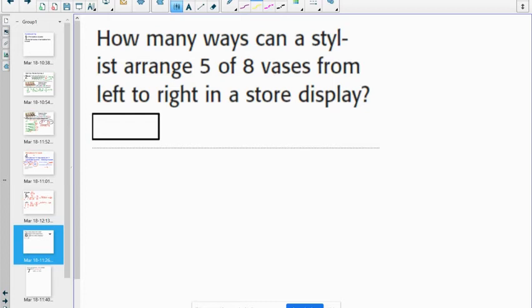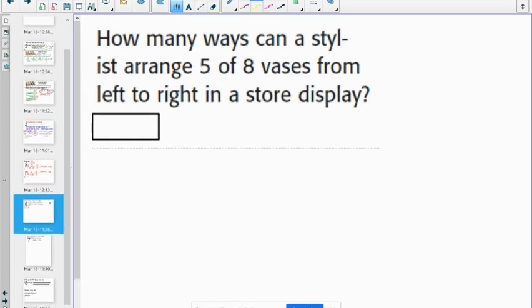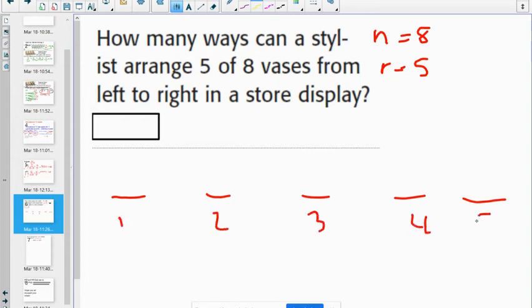It says, how many different ways can a stylist arrange 5 vases from left to right in a store display? Okay. So let's find out what our n equals and what our r equals. Well, we have 8 total vases, so 8 is going to be our n. There are 5, that's how many we're picking. So if we have 5 different slots here, vase 1, vase 2, vase 3, vase 4, and vase 5.